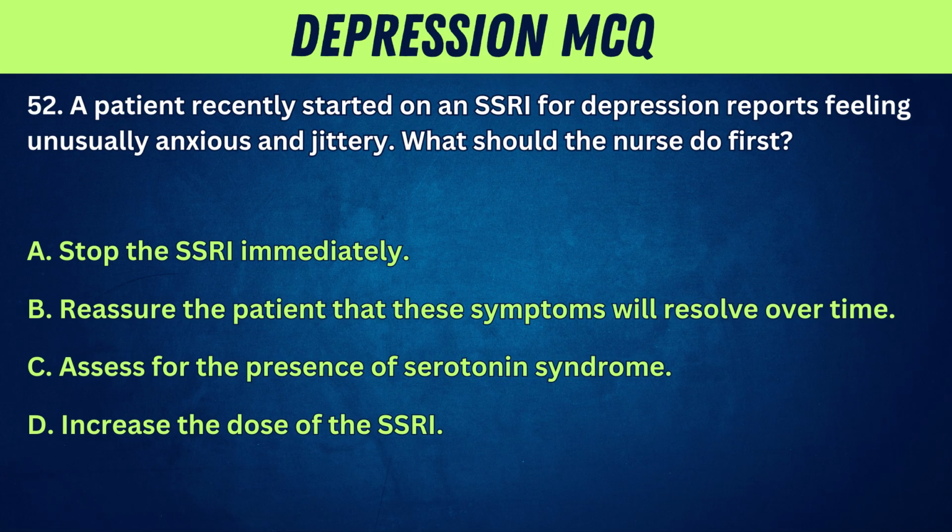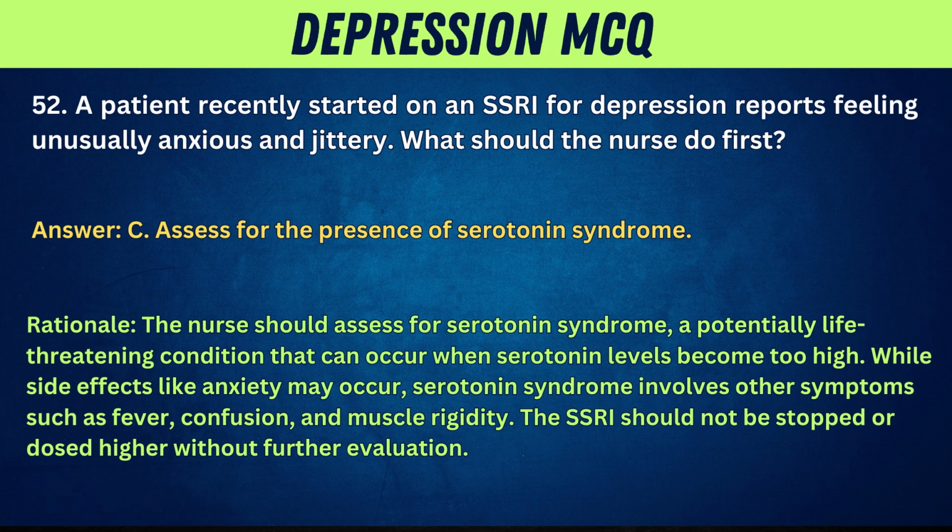52. A patient recently started on an SSRI for depression reports feeling unusually anxious and jittery. What should the nurse do first? A. Stop the SSRI immediately. B. Reassure the patient that these symptoms will resolve over time. C. Assess for the presence of serotonin syndrome. D. Increase the dose of the SSRI. Answer: C. Assess for the presence of serotonin syndrome.